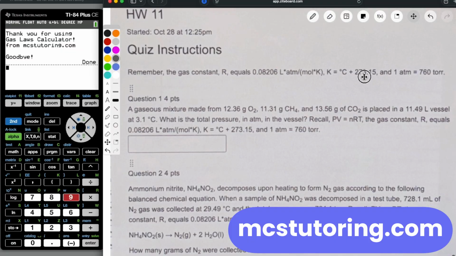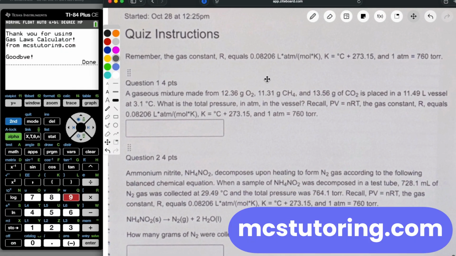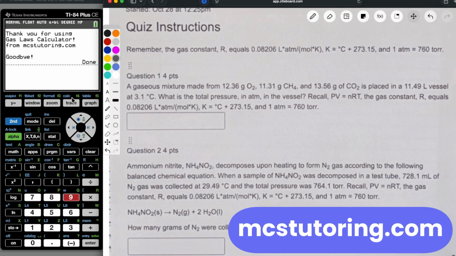We're going to be doing a student's worksheet she sent in. This is awesome. She has 3 questions. I want to show you the gas laws program. So to get to that, let me show you.